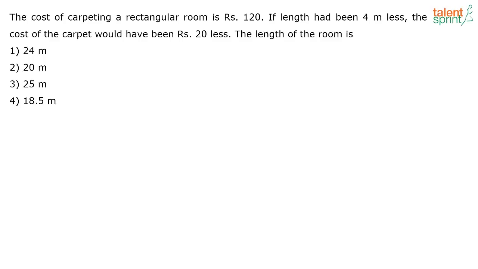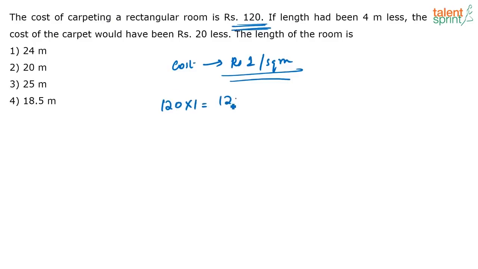That's correct. The easier way to solve it is to assume the cost to carpet 1 square meter to be 1 rupee per square meter. Totally it is costing me 120 rupees, so 120 into 1, or I have 120 square meters which needs to be carpeted.